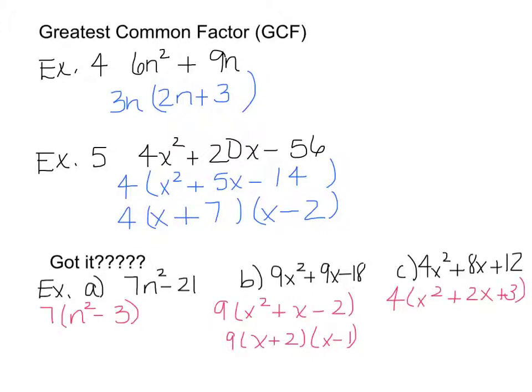Okay, for the first one, the only thing we could do is factor out the 7. That's as far as we could go. Example B, we could factor out a 9 first, but then we can go further to find two numbers to multiply to give you negative 2 that add to give you 1. Then the last one, the only thing we could do is factor out a 4, because we can't find two numbers that multiply to give you positive 3 but add to give you 2. So sometimes the only thing you can do is a GCF.